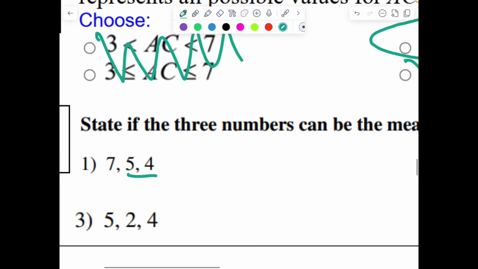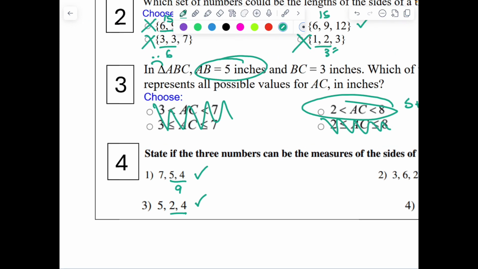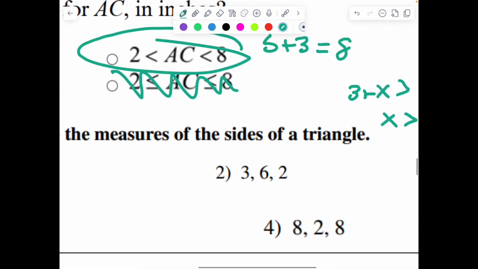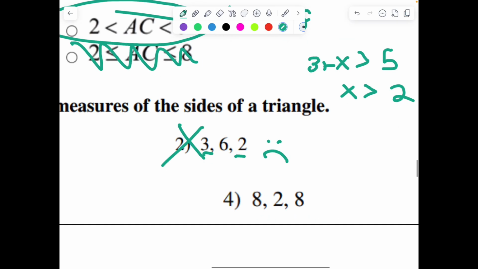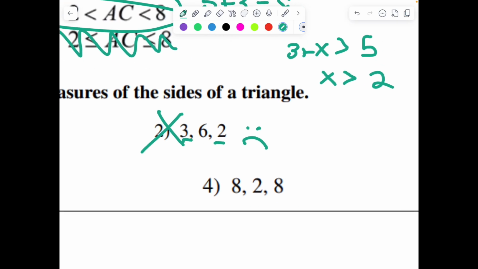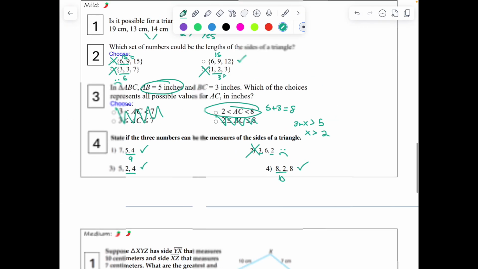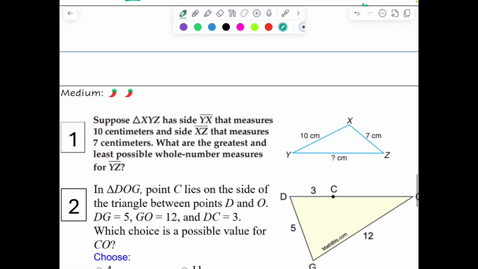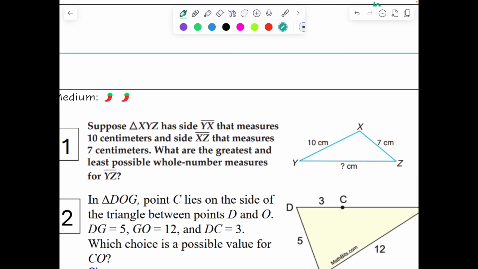All right, the 3 numbers, if they can be measures of a triangle, 4 and 5 make 9, which is more than 7, so yes. 2 and 4 make 6, which is more than 5. That one's good to go. 3 and 2 make 5, which is not more than 6. So that one is not going to be a triangle. And then 8 and 2 add up to 10, which is good. This is longer than our longest side, so that can be a triangle.